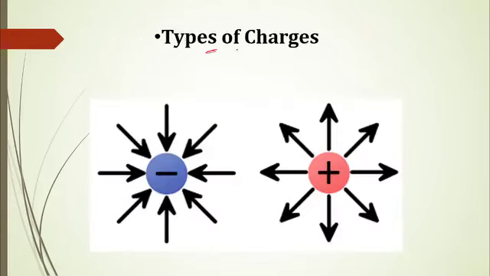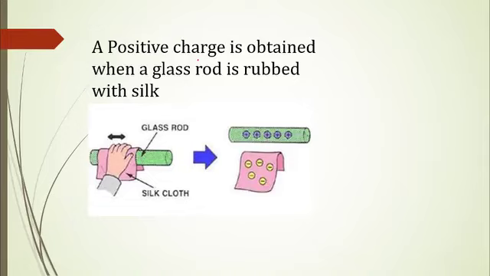Now we have basically two types of charges. As you can see from the slide here, one is labeled plus, the other is labeled minus. And of course, that only goes to tell you that the two charges are positive charges and negative charges. Now, the next slide is going to tell us how we obtain positive charges.